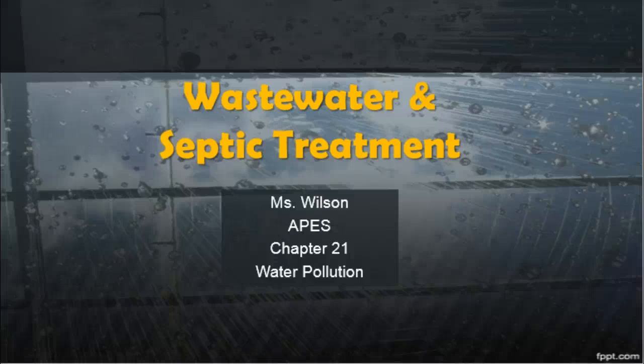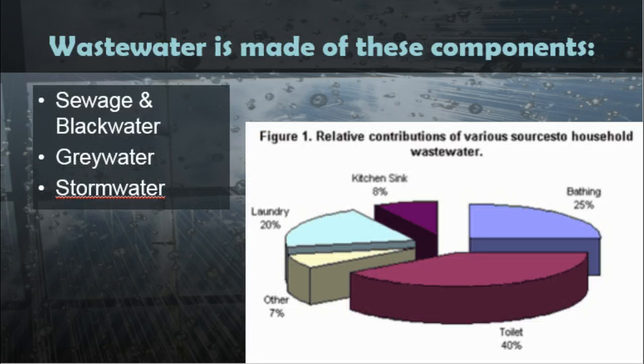Today we're going to be talking about wastewater and septic treatment. So we've already talked about how you get those resources, and then you're using the water resources, and this is what happens to them after you use them. So when we talk about wastewater, we're talking about these major components: sewage and black water, gray water, and stormwater. And we'll talk about each of those separately.